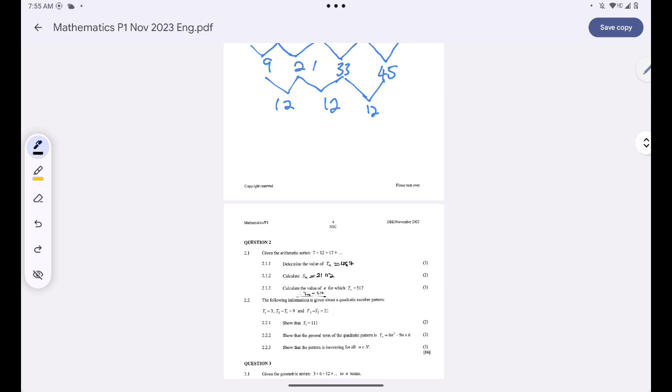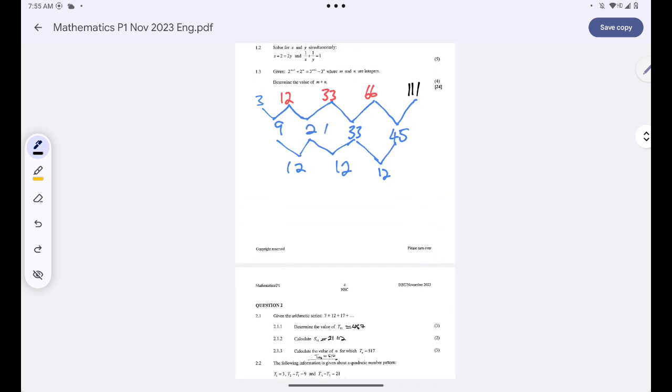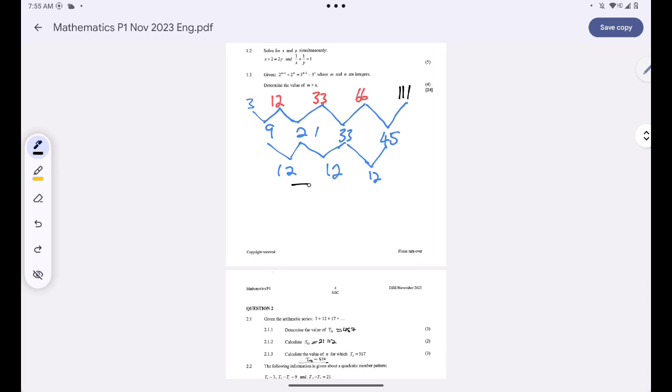Okay, and then now I'm supposed to show that the general formula of the quadratic pattern is given by that. So basically I simply need to find out, remember that the general formula is given by Tn is equal to an squared plus bn plus c. So basically I just need to find the values of a, b, and c, right? How can I find a? I know that 2a is equal to the second difference. That means a is equal to 6. Are you together?